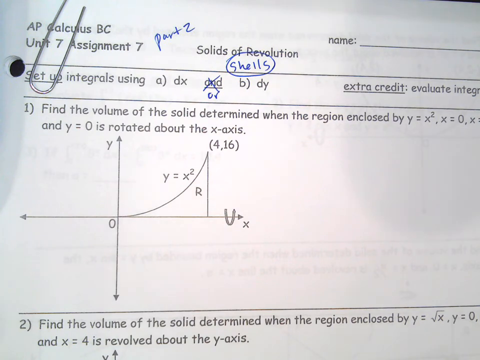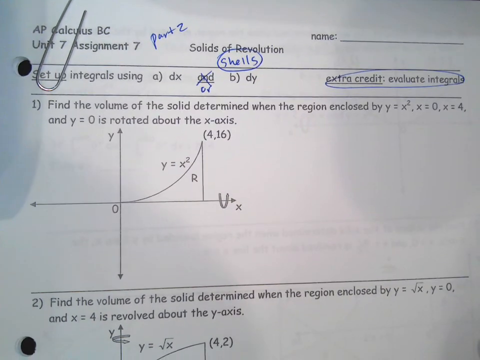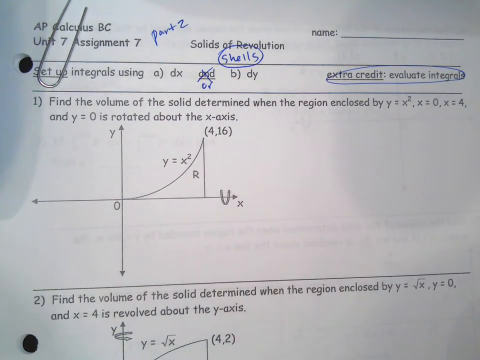Part 1, we did all disk and washer approaches, but you guys also need to do the shells. So we already have answers we can check against. We should get the same answers. Extra credit for evaluating the integrals by hand. You should do them at least by calculator and see if you get the right answer that way. That's an easy way to check your answers from the other approach.